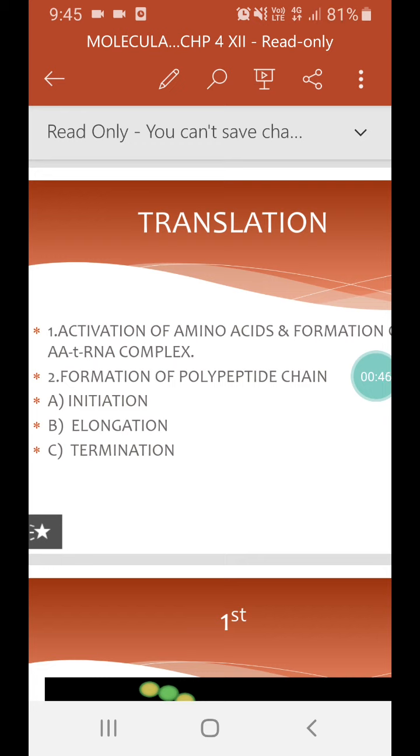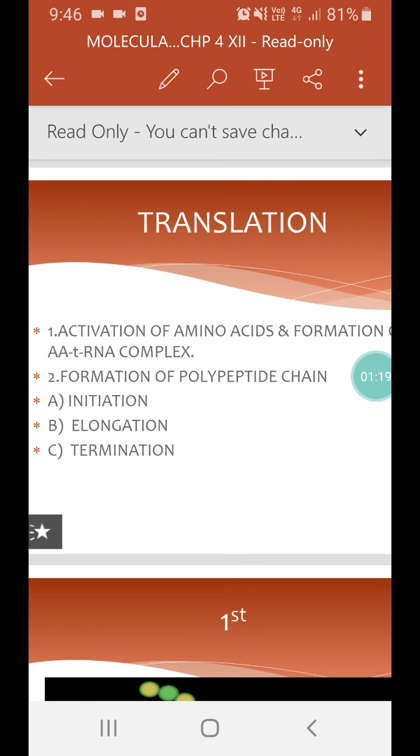and the process involves 3 to 4 steps. First is activation of amino acids and formation of AAtRNA complex. Second is formation of polypeptide chain. In this, again 3 steps are there, that is the initiation, elongation and termination.